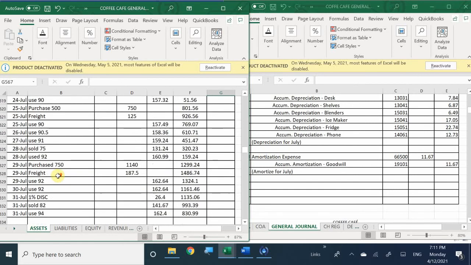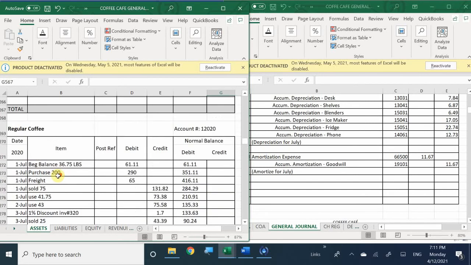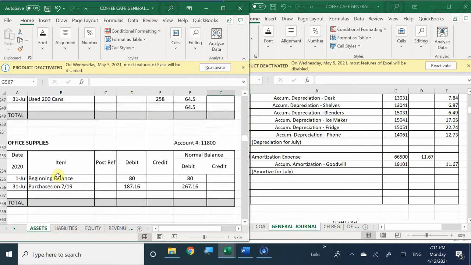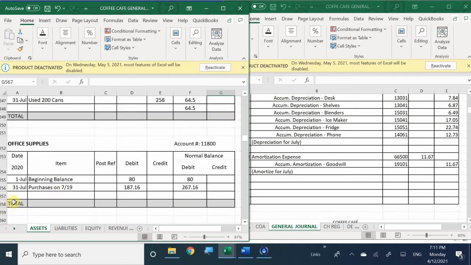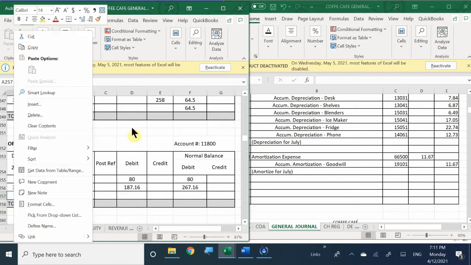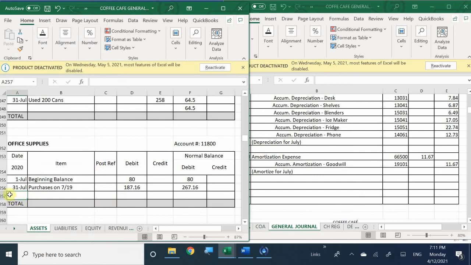So office supplies is going to be before inventory. So here we are, office supplies. Okay, so we have a total right now of 26716, right?